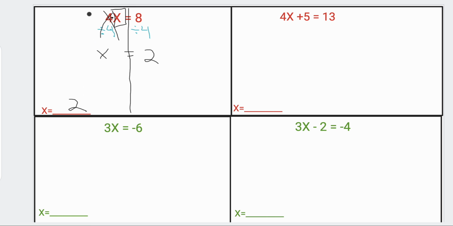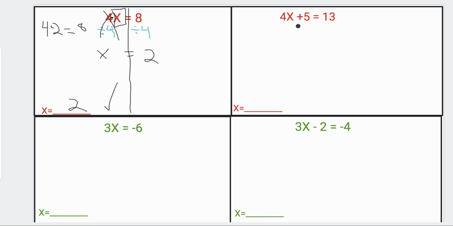We could check by seeing 4 times 2. Does 4 times 2 equal 8? If you go pick up your calculator, check it, you see yes. 4 times 2 does equal 8. So we are going to say this is correct.